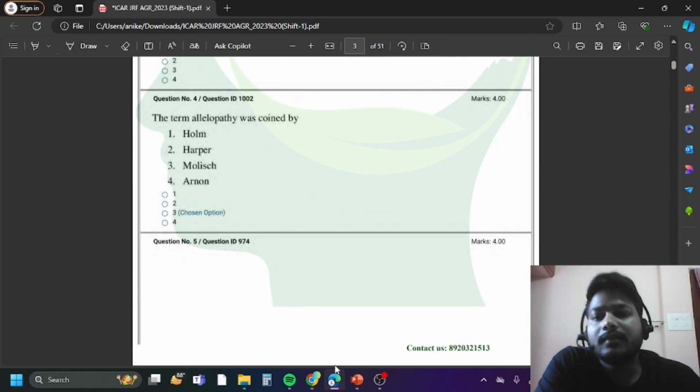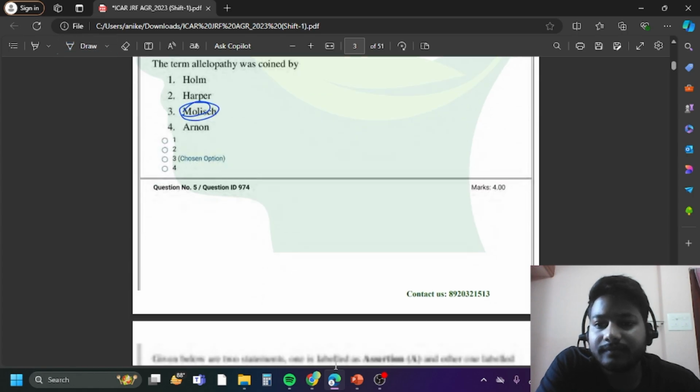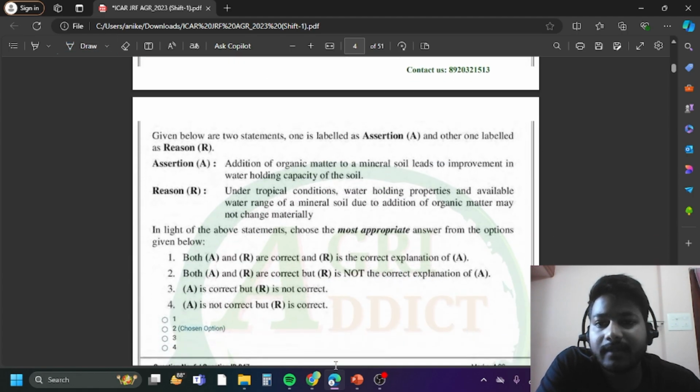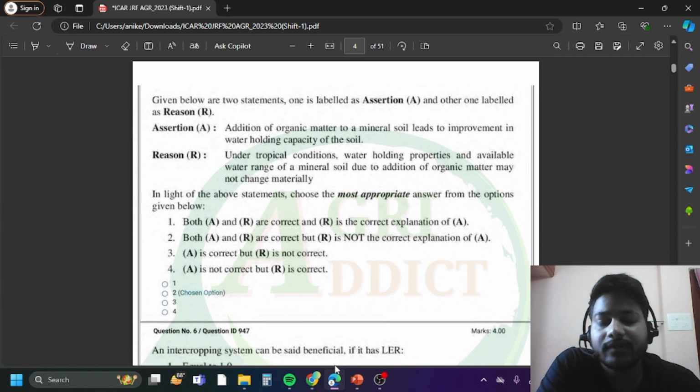The term allelopathy was coined by, it's a very easy question, Molisch. Question number 5 is an assertion reason type of question, and we need to read the assertion and reason both carefully. So let's read the assertion. When we add organic matter to a mineral soil, it leads to improvement in the water holding capacity of the soil.